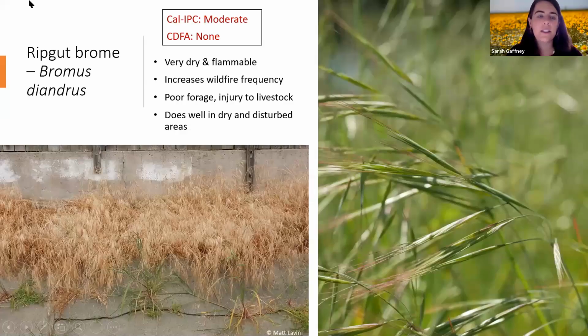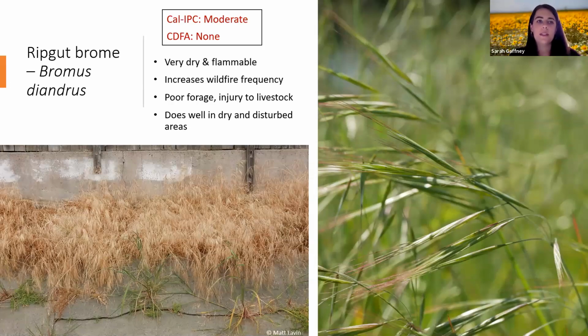Okay, so now I just want to talk about two other brome species. They're not really desirable. They're not good forage, but they're not yet considered noxious weeds as Medusa head, goat grass, and yellow star thistle are.